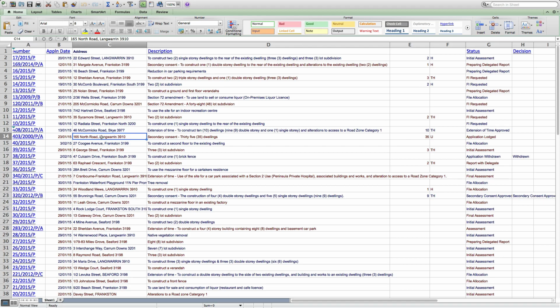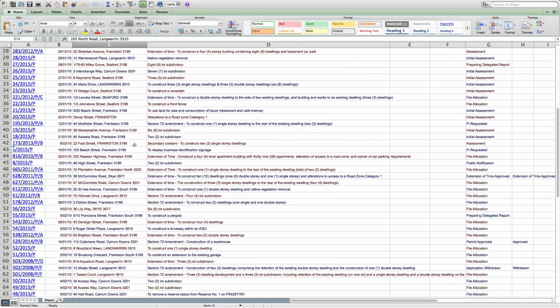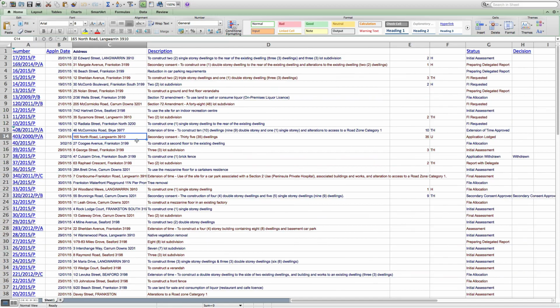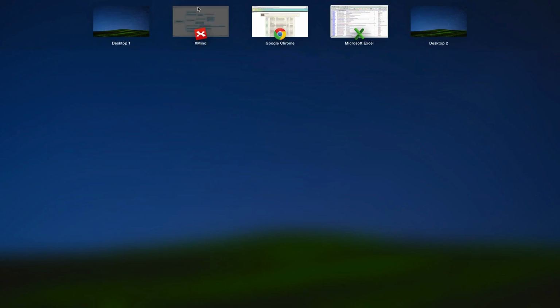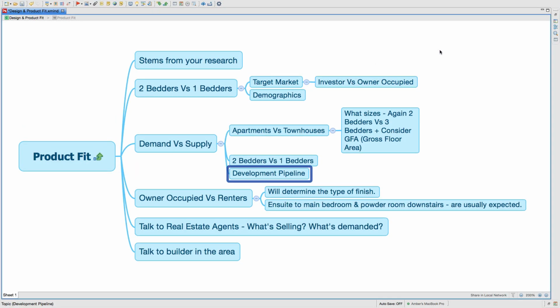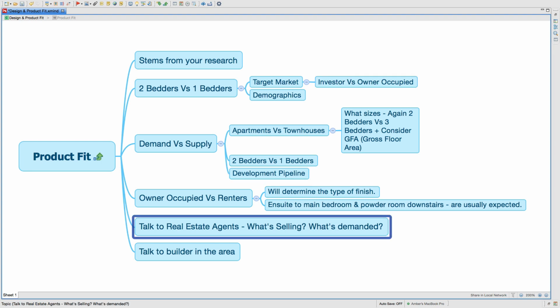So this is what I'm trying to weed out in this scenario, so that I do not spend my time going through the planning process only to find out that by the time my development comes on the market, there are just too many of the same ones on the market already, and then you've got to cut prices. So that's something important to consider.